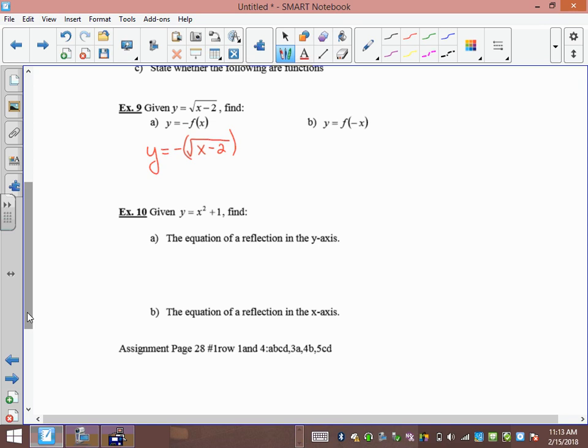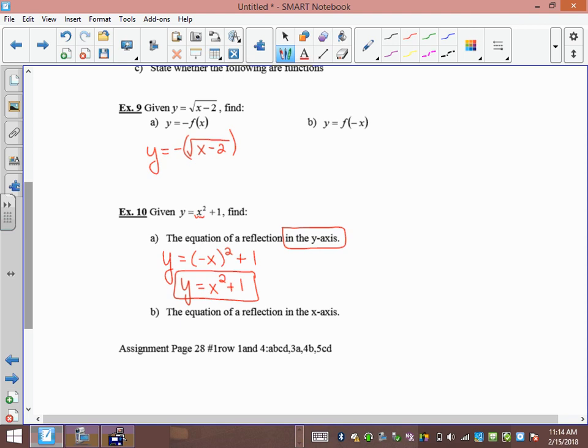So this one says there's a reflection in the y-axis. If there's a reflection in the y-axis, it affects the what? X. So we're going to get y equals, this x is going to be replaced with what? Negative x. Does anything else get replaced? No. Now, negative x squared is just x squared. We agree? These are the same.